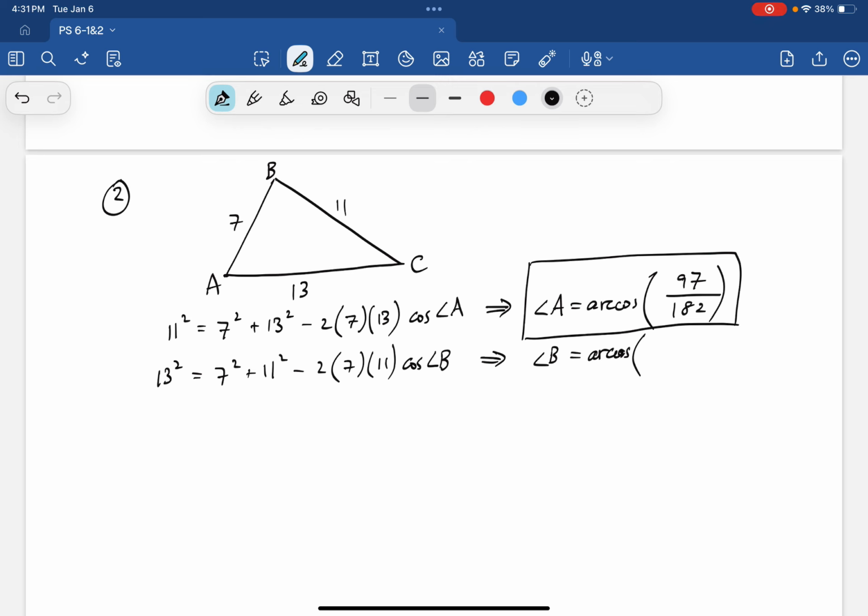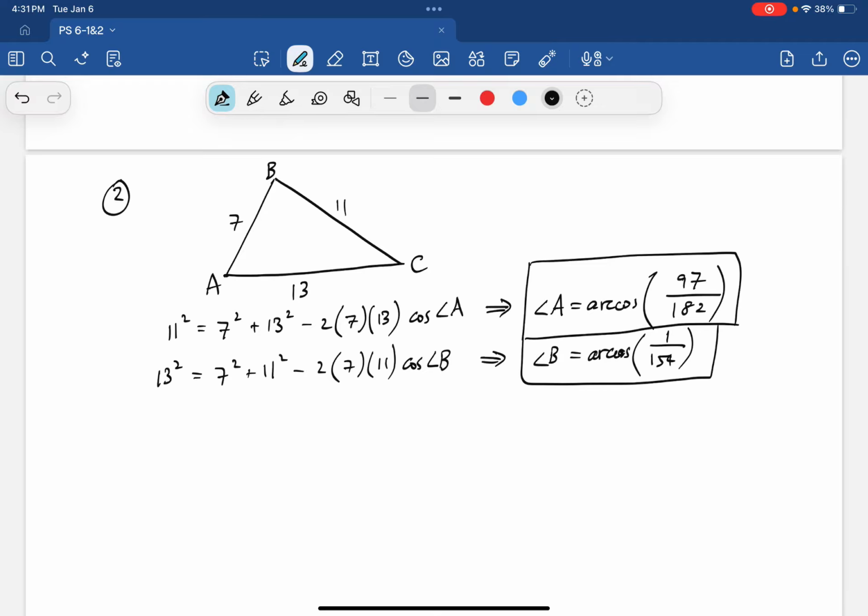Okay, and that should give us angle B equals arc cosine of 49 plus 121 is 170. 170 minus 169 is 1. So should have 1 over 154. Okay, so that's our second angle.